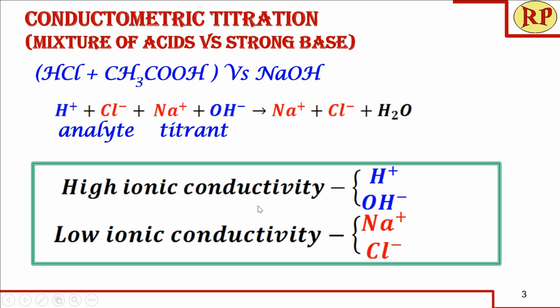And here the facts to remember are: H+ and OH- ions are fast moving ions, or ions with high ionic conductivity or ionic mobility, and Na+ and Cl- have low ionic conductivity, or we can also call them slow moving ions, which have low ionic mobility.